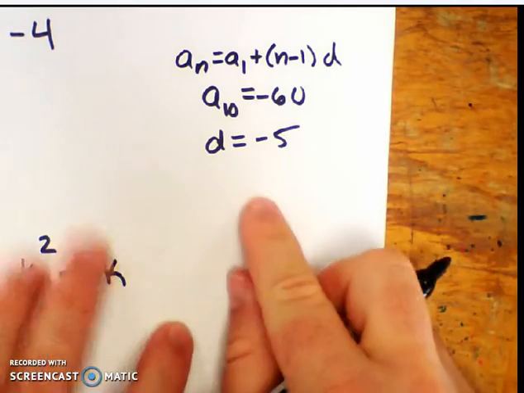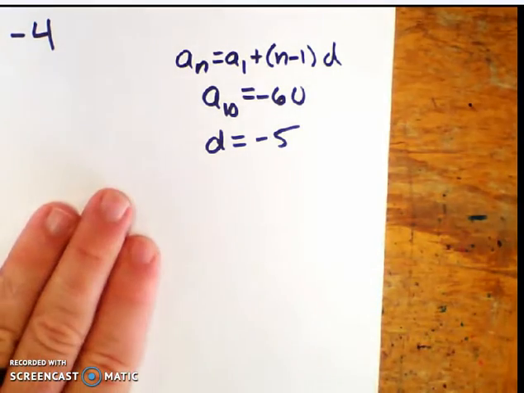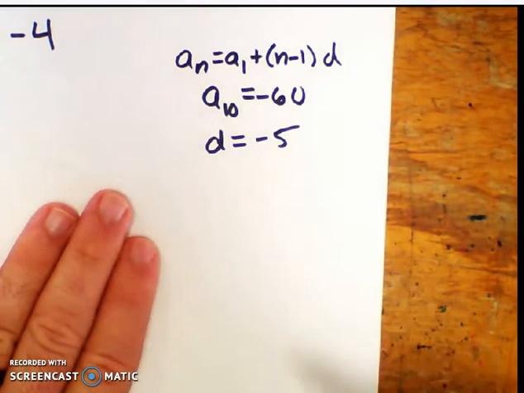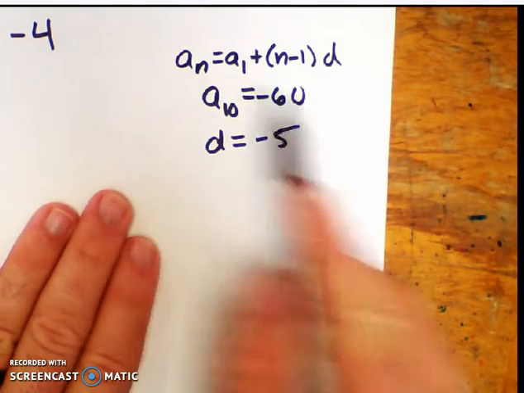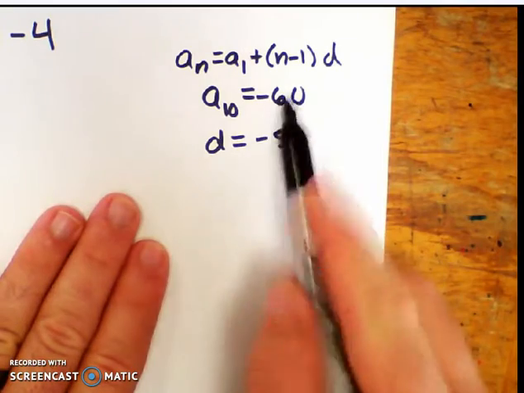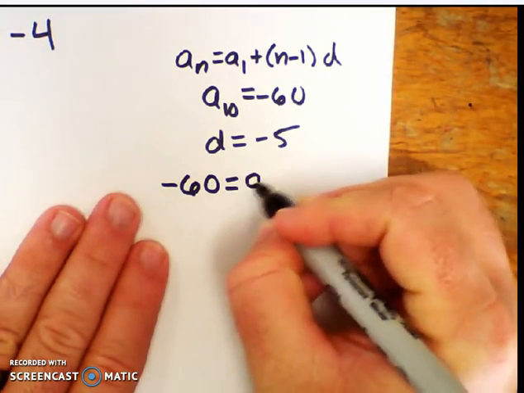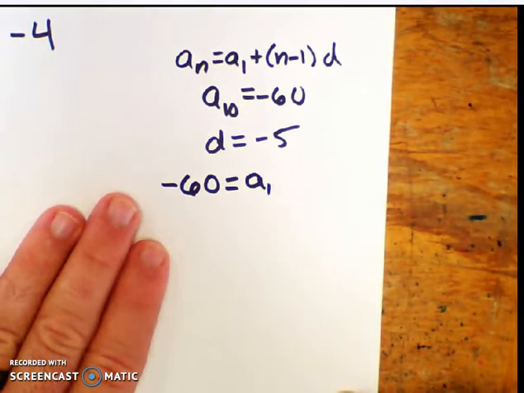But we have to find out what a sub 1 is. That's our first thing we have to do. So we're going to plug in these three numbers into the right spots. A sub n is whatever the 10th term is, which is negative 60. We don't know what a sub 1 is. That's our unknown value.